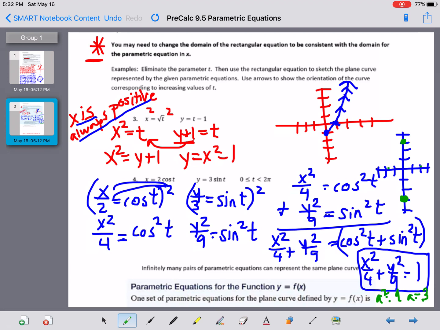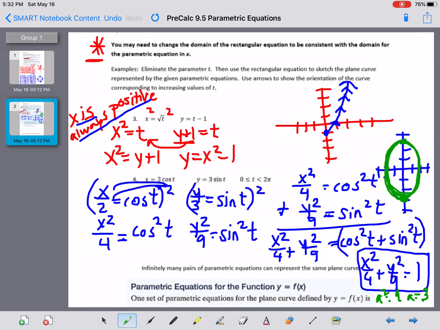We're almost done, but not quite. We need to think about which direction this ellipse is moving, because we need to add those arrows on. Are we moving clockwise or counterclockwise? To figure out this order, I am going to go back to my parametric equations.